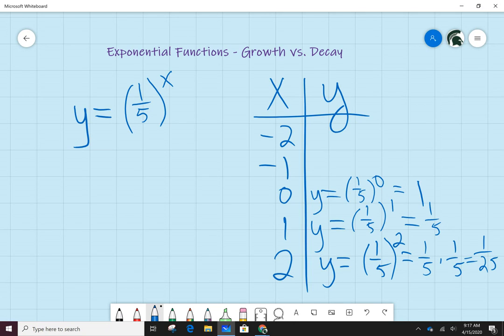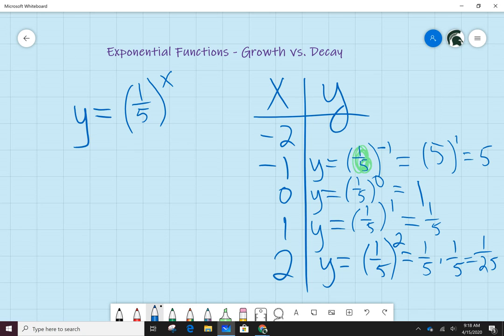Now we have to apply the power of -1. This is where we have to remember what a negative exponent will do. A negative exponent will always take the base and turn it into its reciprocal. So what we will get is the reciprocal of 1/5, which is 5, raised to the power of 1, now positive because we flipped it. And so the answer here is 5.